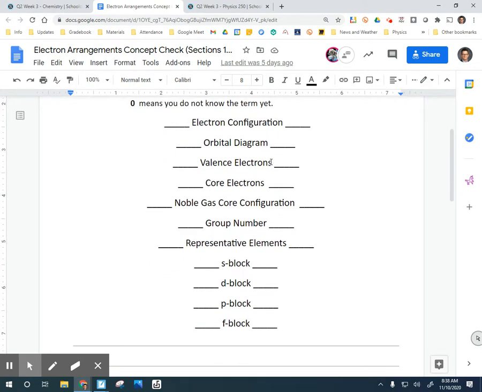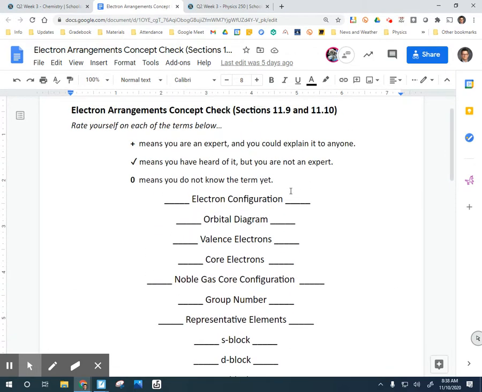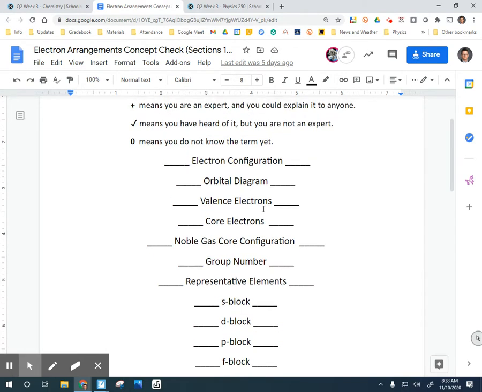So my plan was to have you group up and either do a concept map with these terms or a 30-word gist summary. But I'm going to scratch that for now. Since we've had some cases here at the high school, and I don't want anyone to get quarantined over this activity, this is going to be optional.